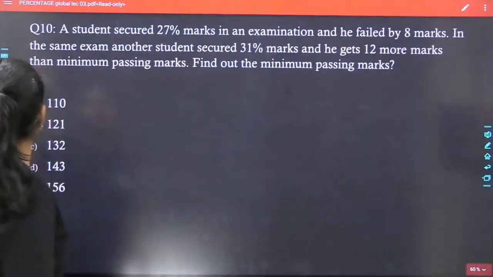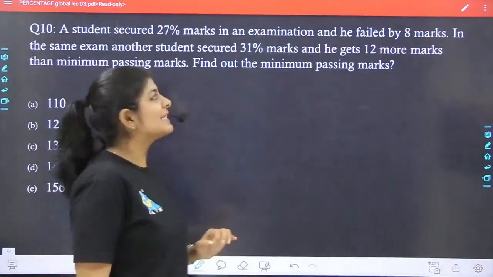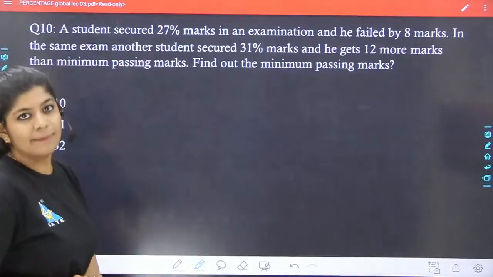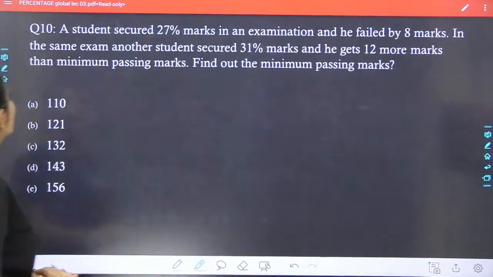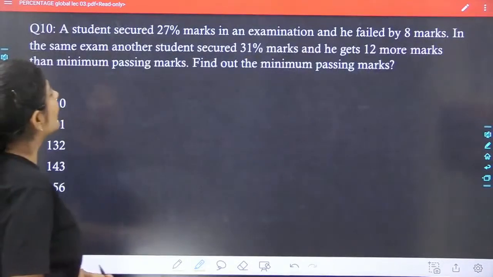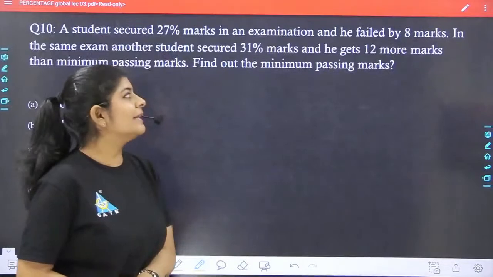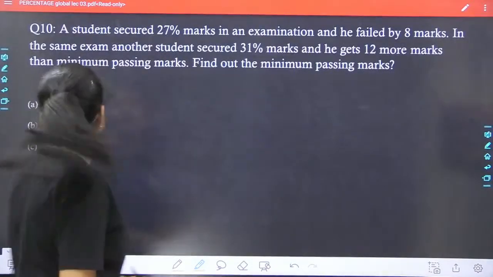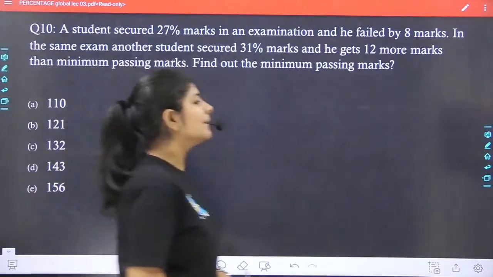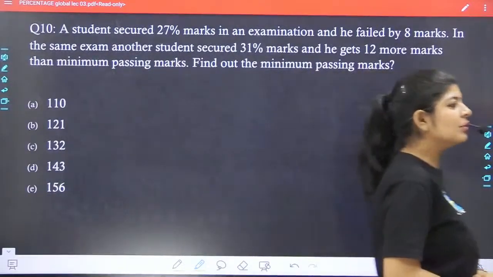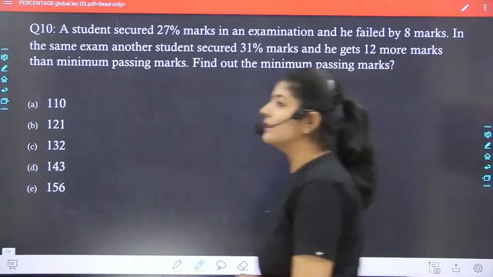Question number 10. A student secured 27% marks in an examination and he failed by 8 marks. In the same exam, another student secured 31% marks and he gets 12 more marks than the minimum passing marks. Find out the minimum passing marks. What we have to do is calculate the minimum passing marks in the examination.